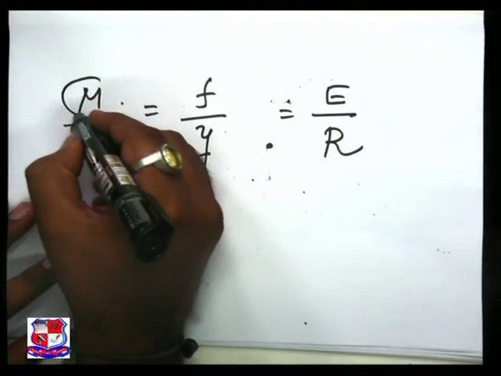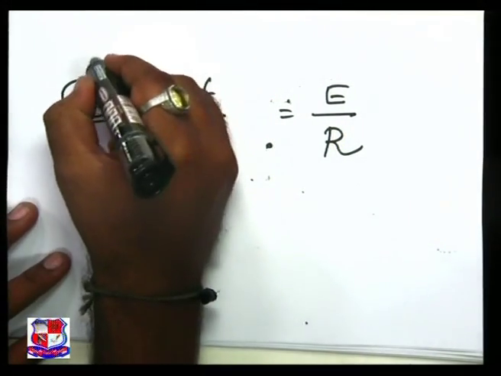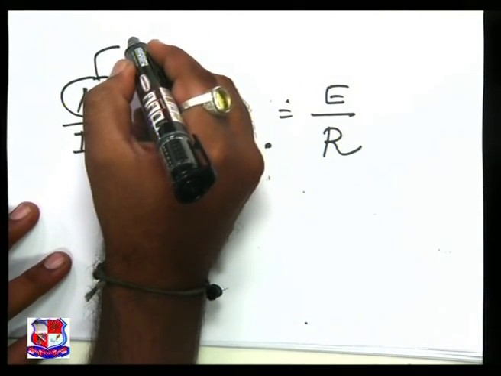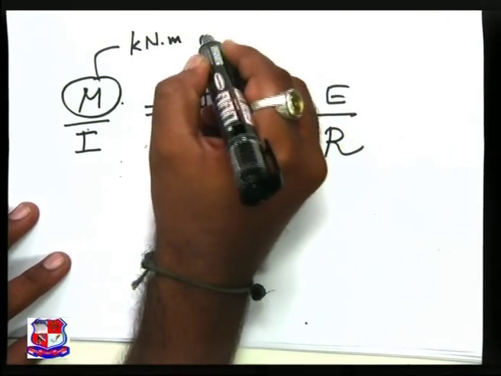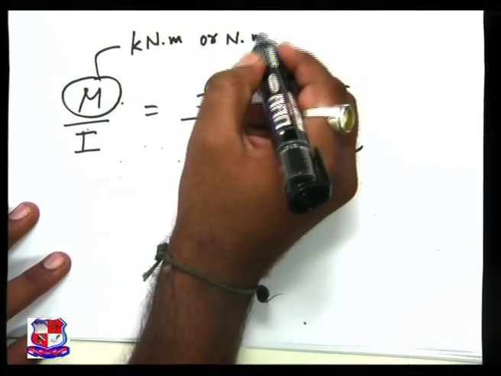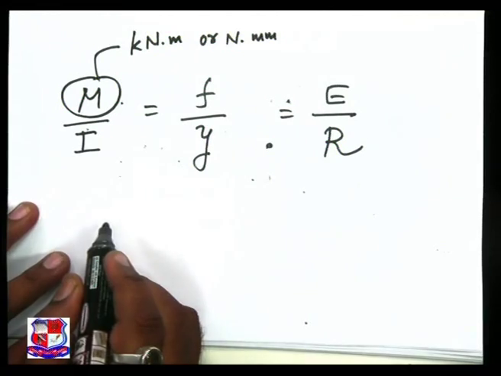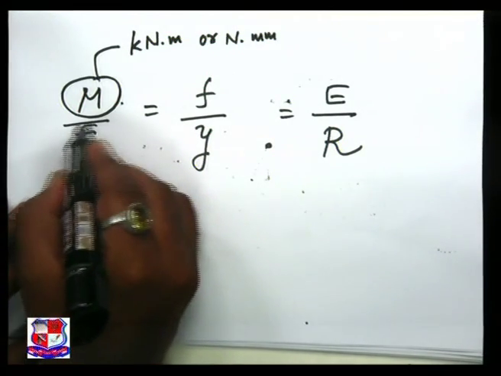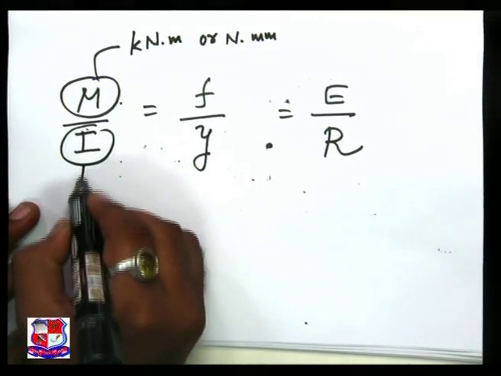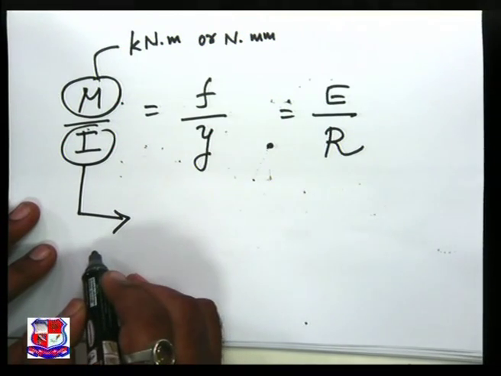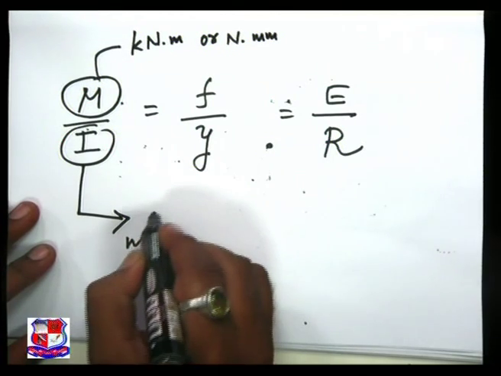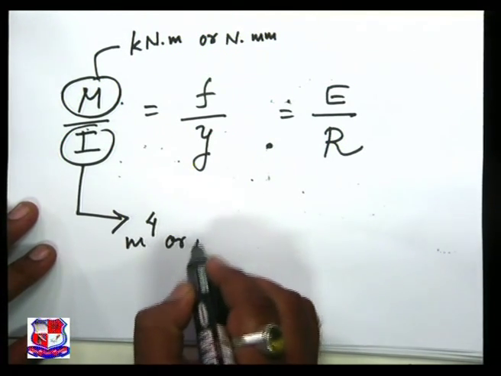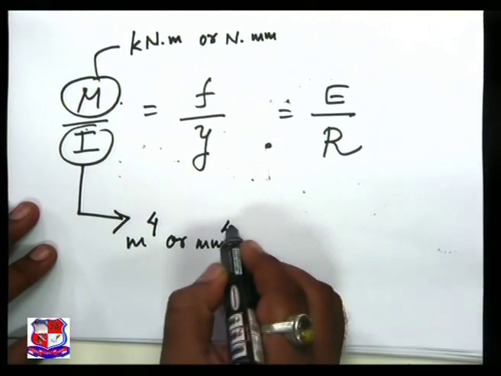M is nothing but moment of resistance in terms of kilonewton into meter or Newton into mm. I is termed as moment of inertia, a property of a cross section. The unit is meter raised to 4 or millimeter raised to 4.